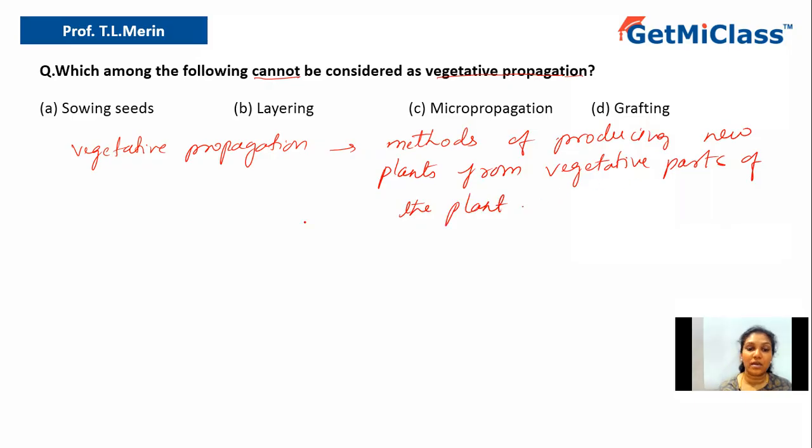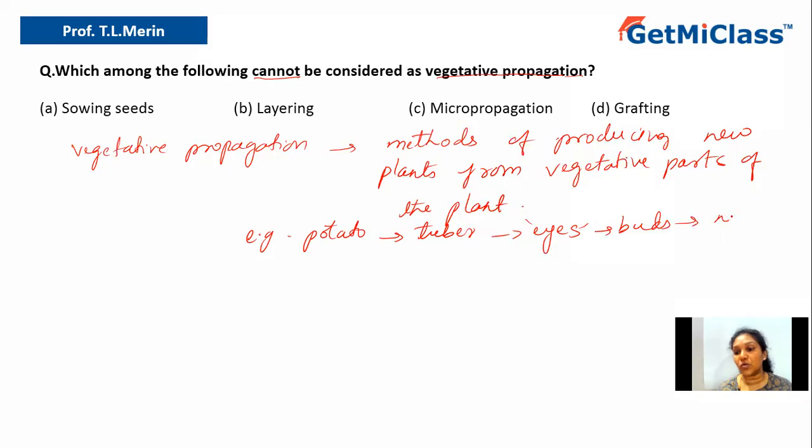For example, in case of potato, the vegetative part which is used is called a tuber, which consists of the eyes. It consists of tiny notches which are called eyes, and these eyes give rise to buds, and these buds will give rise to new plants. And this is a type of vegetative propagation.